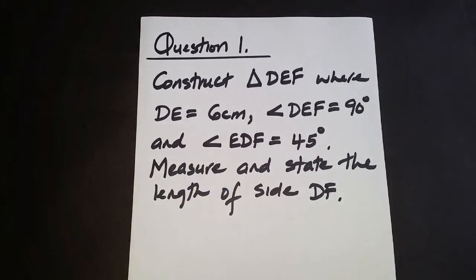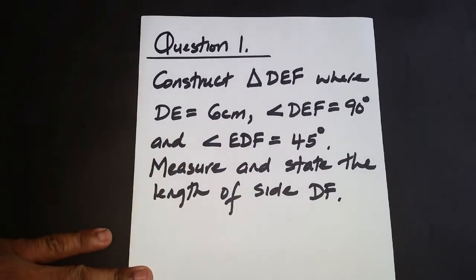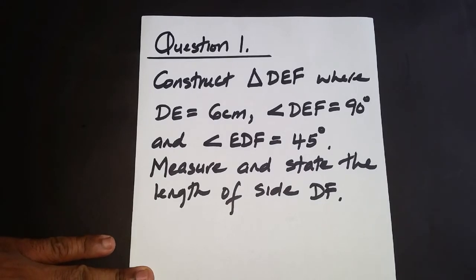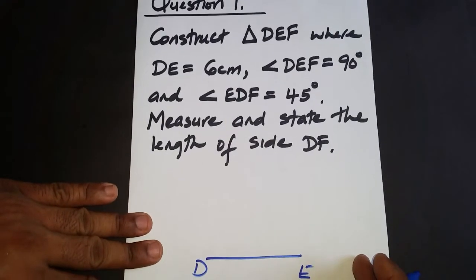So what we're going to be doing is doing this construction, but before we do that, it is always a good idea to sketch to see what the outcome should look like. So this triangle here is called DEF. So DE is 6 centimeters. So to do a sketch here, DE would be this, right?